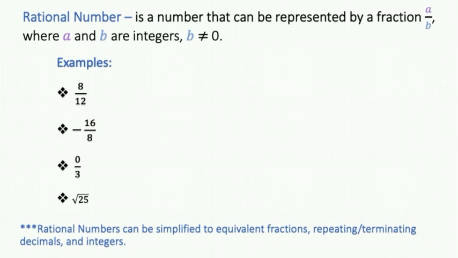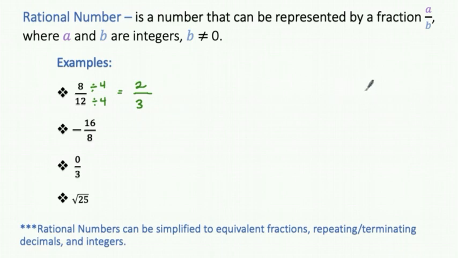So 8 over 12, we know that 8 and 12 are both divisible by 4. So 8 divided by 4 is 2, and 12 divided by 4 is 3. So here we have 2/3. And we know that fractions can be written as decimals, so I'm going to convert this to a decimal just because. And in order to do that, we have to divide 2 by 3.